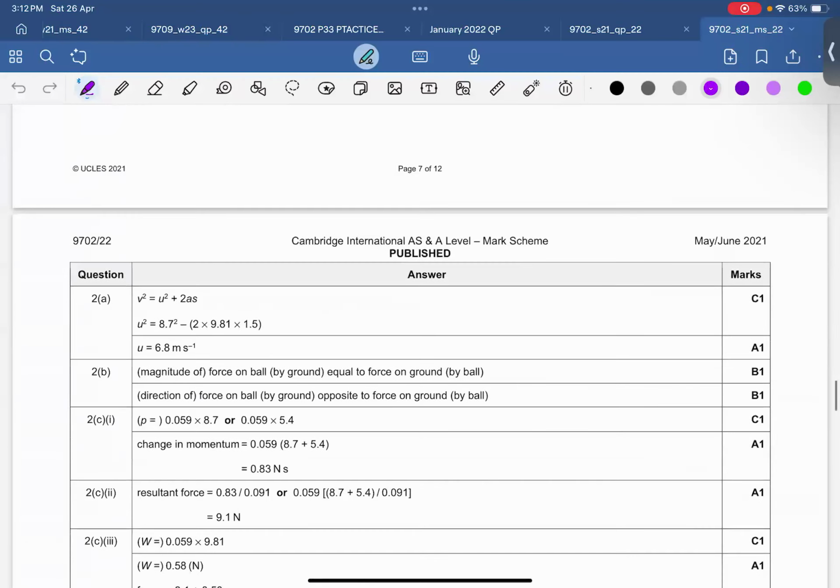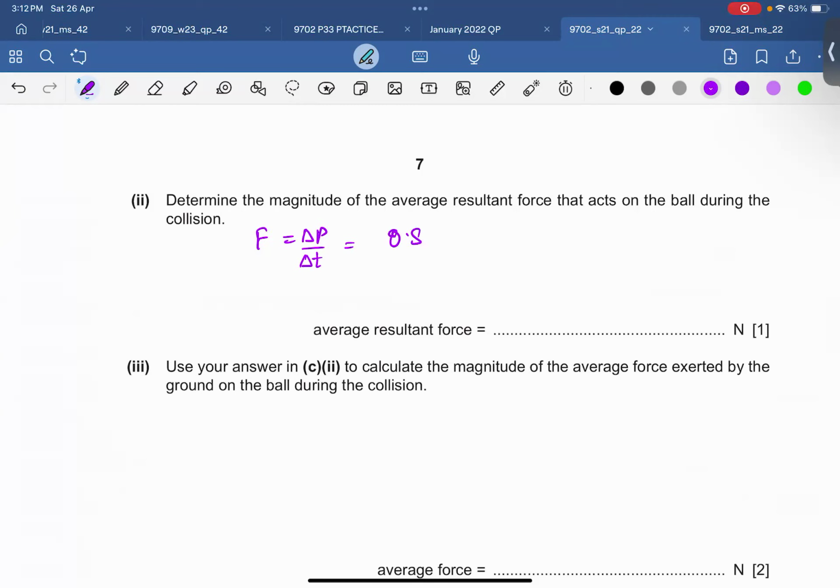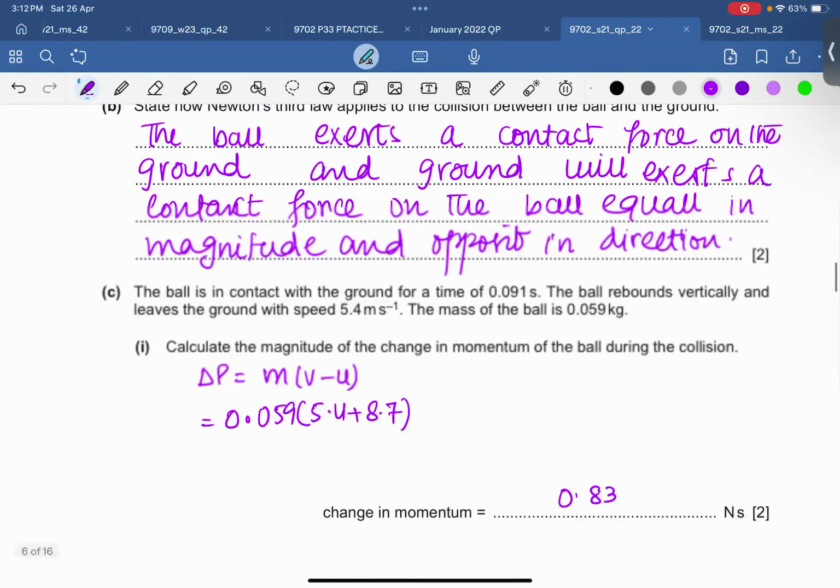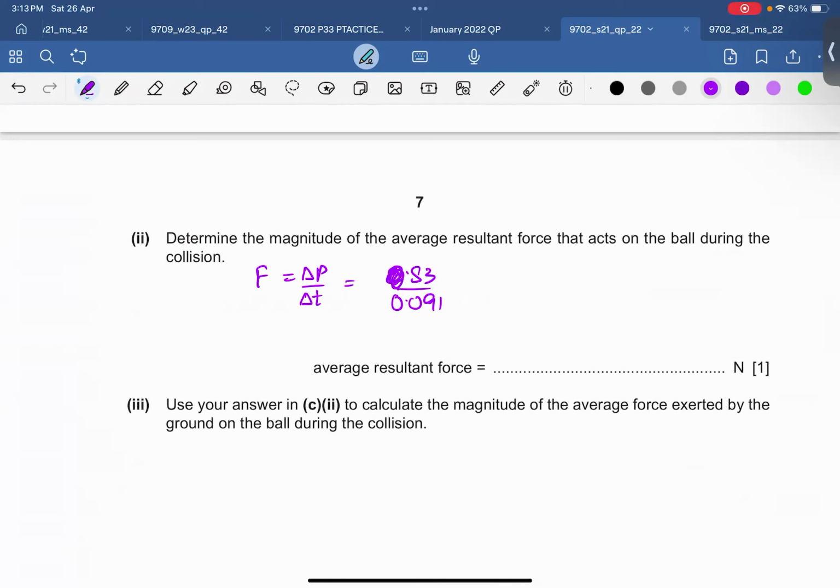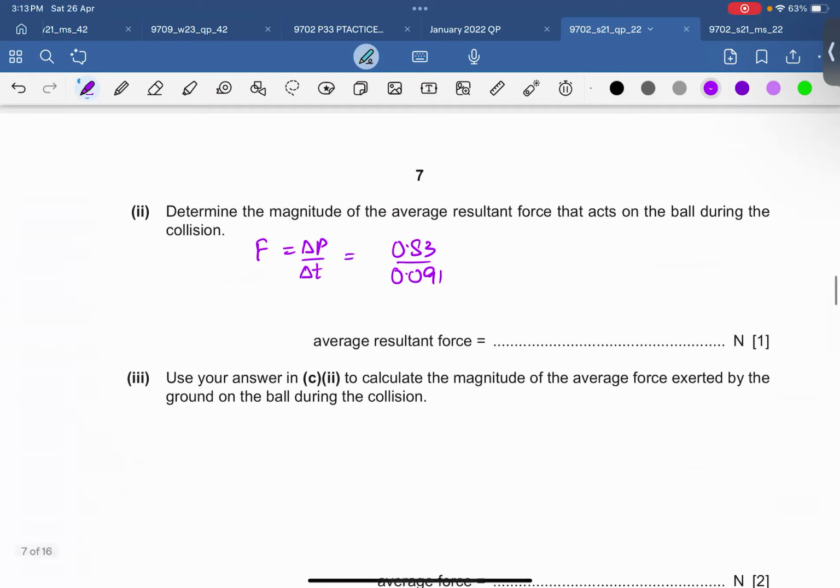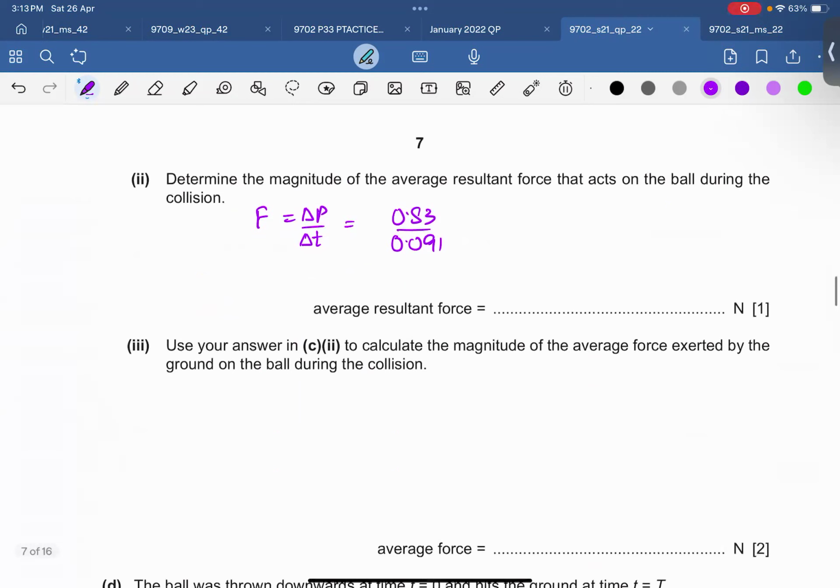Okay. Next question was: determine the magnitude of the average resultant force that acts on the ball during the collision. तो impulse over time करेंगे ना बस, change in momentum divided by change in time. So that will give you the change in momentum as 0.83, right? The change in time was 0.091. How much do you get? You get 9.1.